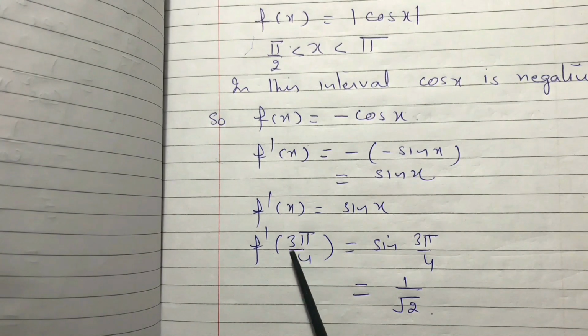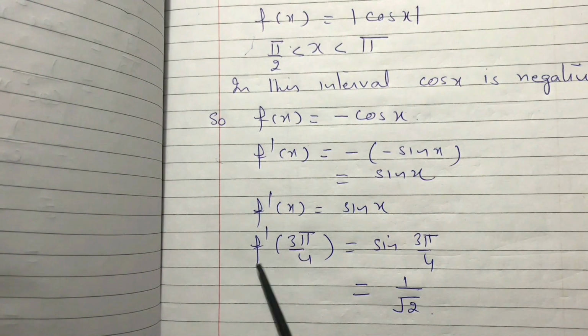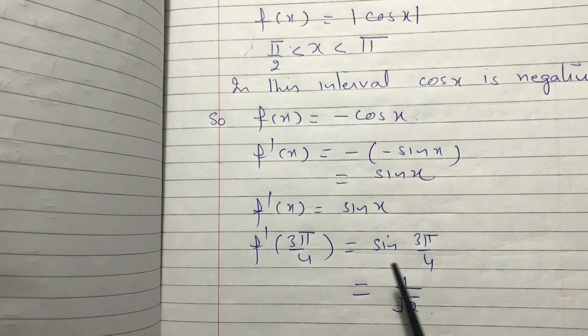Instead of x, write 3 pi by 4. So f dash 3 pi by 4 is equal to sin 3 pi by 4. If you calculate this, it will come out to be 1 by root 2. So value of sin 3 pi by 4 is equal to 1 by root 2.